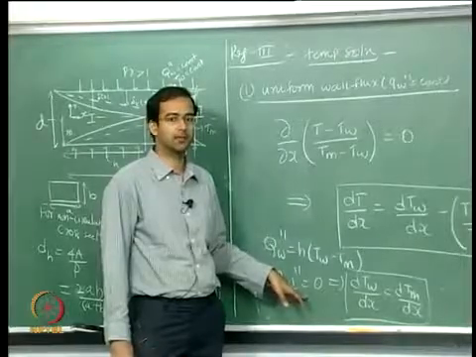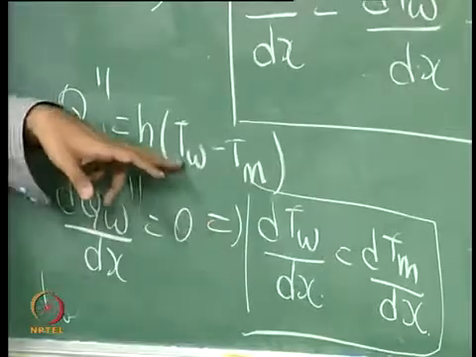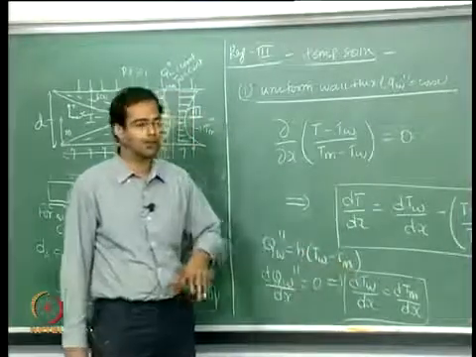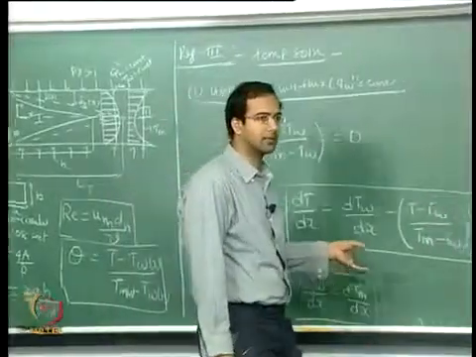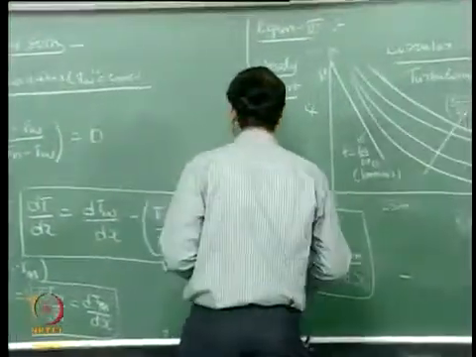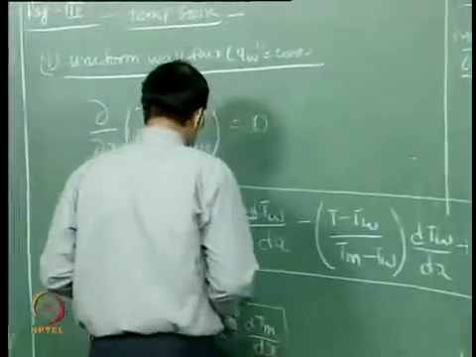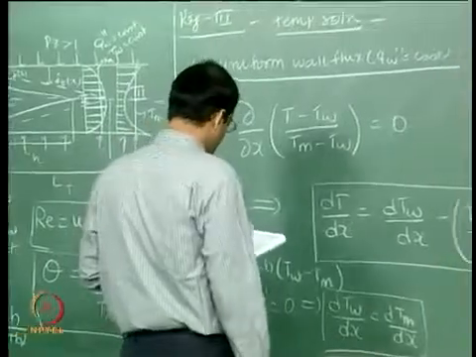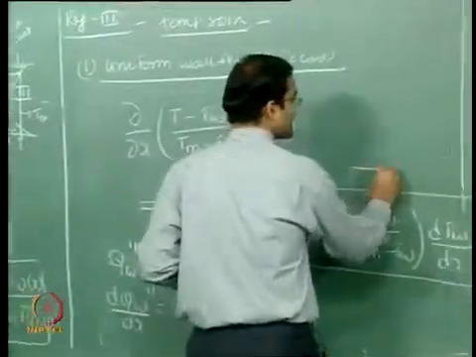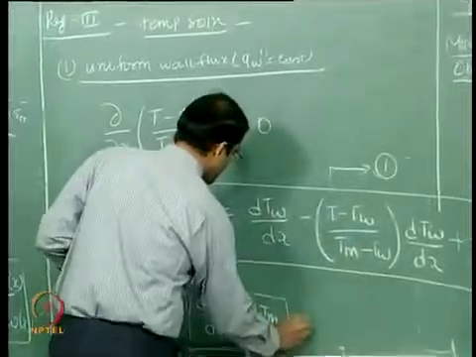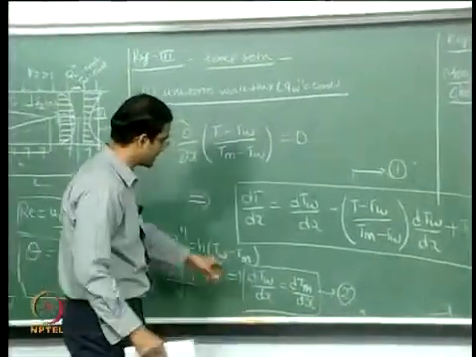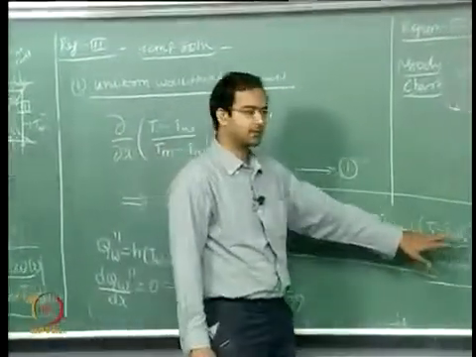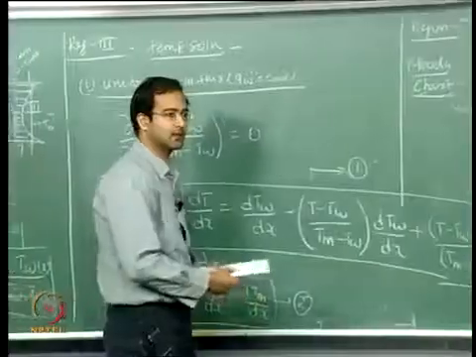There is no variation with respect to x, and therefore this will give that dT wall by dx should be equal to dT mean by dx. Very important conclusion, because it comes from the fact that you have a uniform heat flux. So if you look at the profiles, let us call this number 1, this number 2. If you substitute this conclusion, that is dT wall by dx equal to dTm by dx, what happens? These two terms will cancel out.